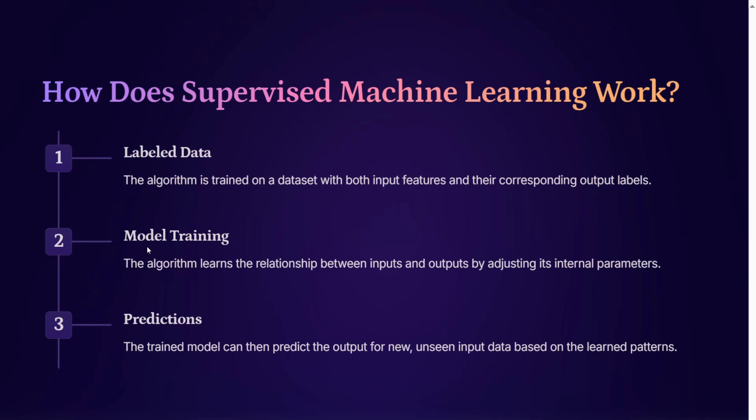Now, once the model is trained, it's ready to make predictions. Now, when we give it new unseen input data, it uses the patterns it has learned during training and it predicts the output. So now if we show it a new fruit picture, it can tell us what fruit it thinks it is.